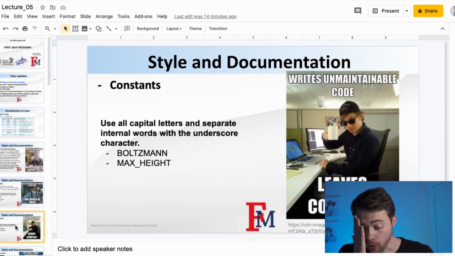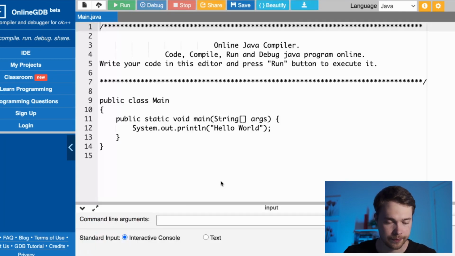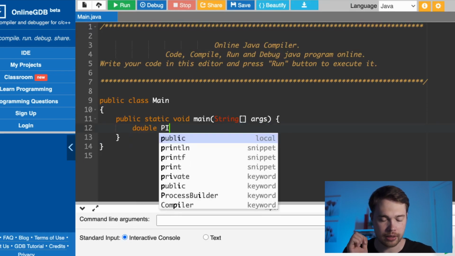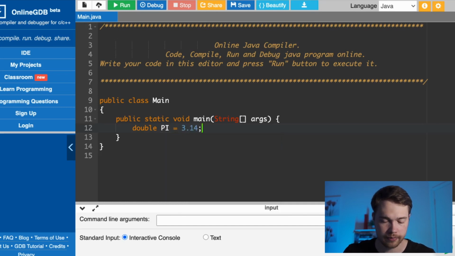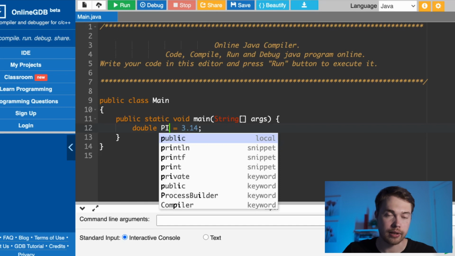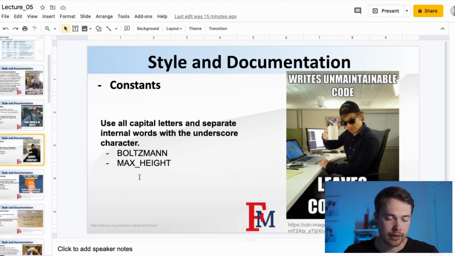Moving on. Constants: use all capital letters and separate internal words with an underscore. For example, what would be a very good constant? Pi, right? The number pi. In that case, I would say double pi equals 3.14. If it were written like this, it would be a normal variable. But if we're not going to change the value of that variable, just do the same thing but capitalize it, like this: PI. Boltzmann, max height, good examples. So again, if you have two words, just separate them by the underscore, the line in the middle.